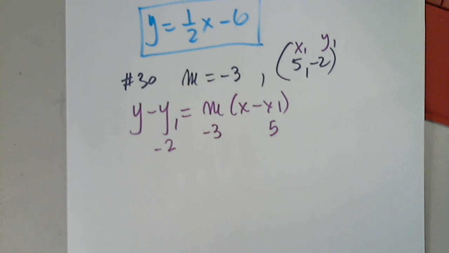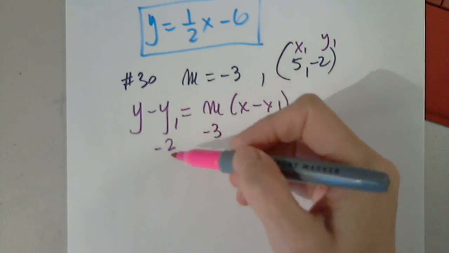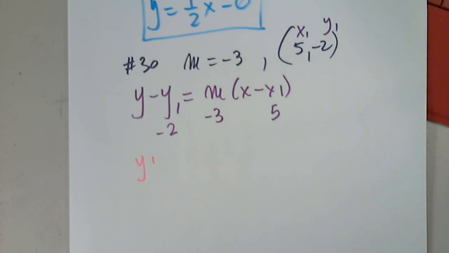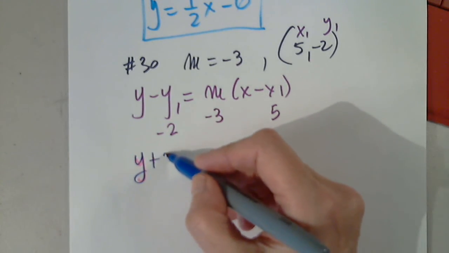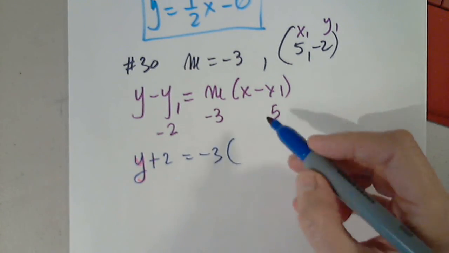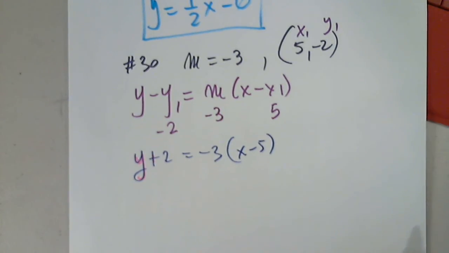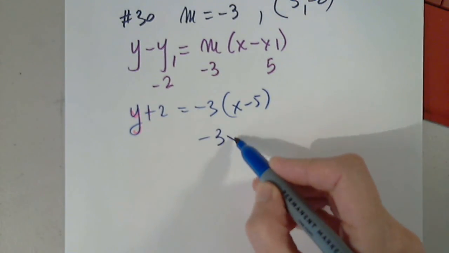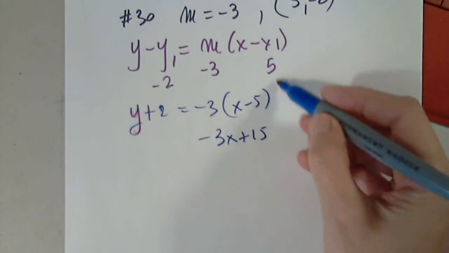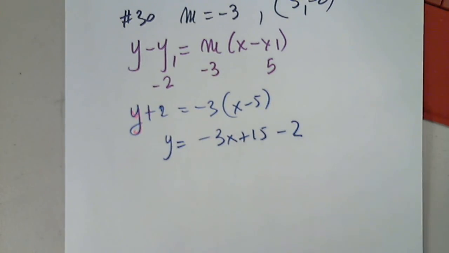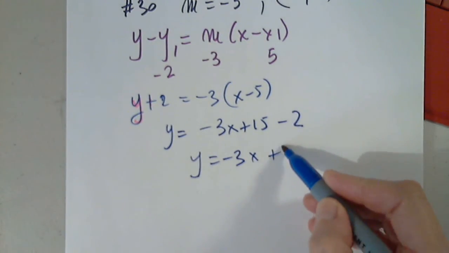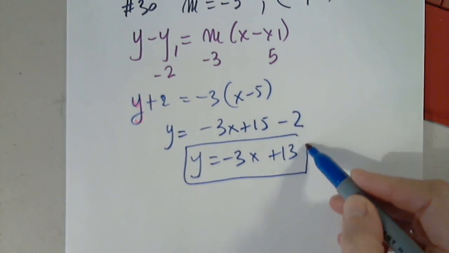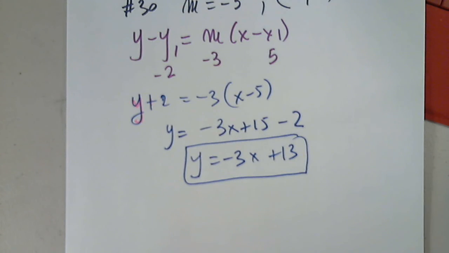So now I perform all these operations. So I have y minus -2, so this, oops, that's not good. So I have y plus 2 equals -3 times (x minus 5). Yes, I have to distribute and subtract 2. Combine like terms, and I get this. Yes, please, anytime. Any question, please.